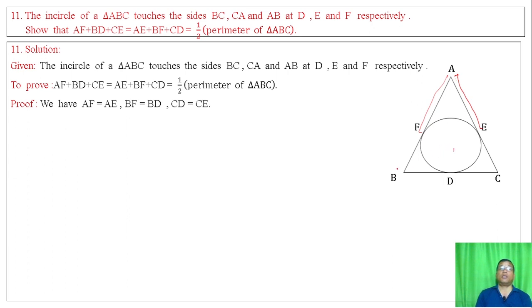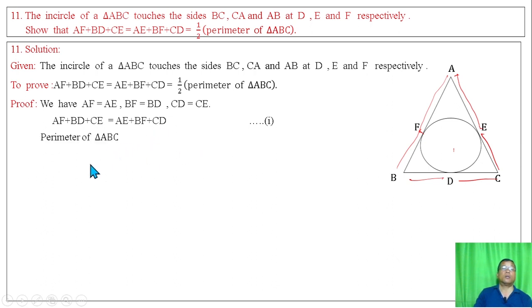Similarly, BF is equal to BD and CD is equal to CE. Therefore, AF plus BD plus CE: AF is replaced by AE, BD is replaced by BF, CE is replaced by CD, which is 1.